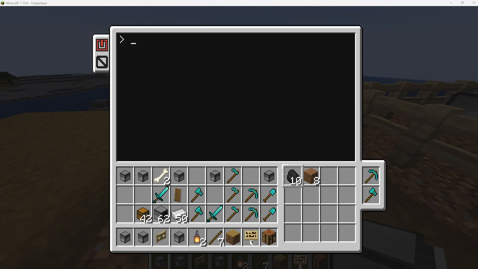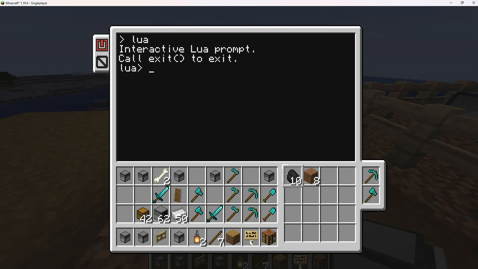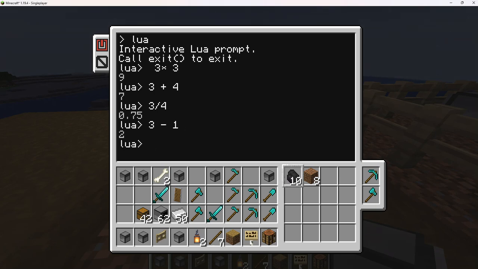So I'm going to teach you a little more about Lua and a few of the things that it can do. Let's think about math. Math is very important. When we go into Lua, we can do some basic math operations like 3 times 3, 3 plus 4, 3 divided by 4, and 3 subtracted by 1. So we can do some basic operations here, and they're really useful.